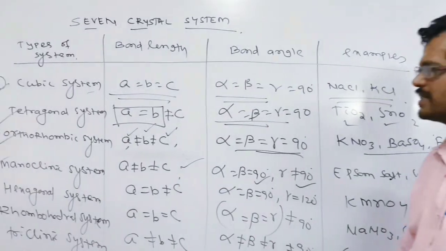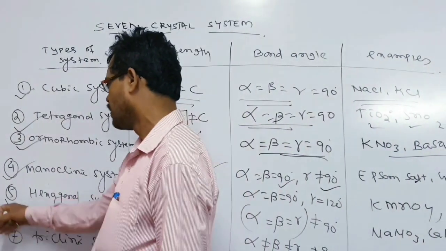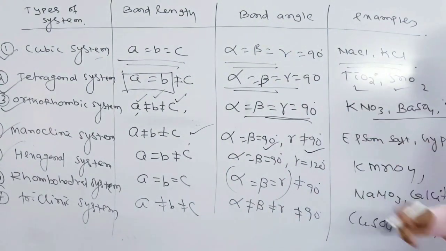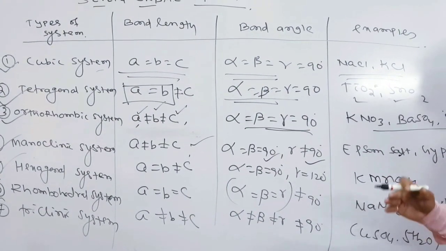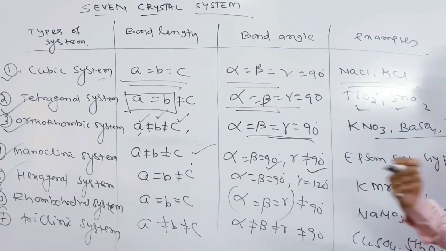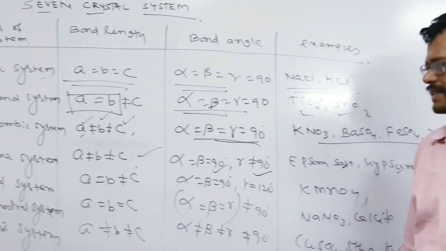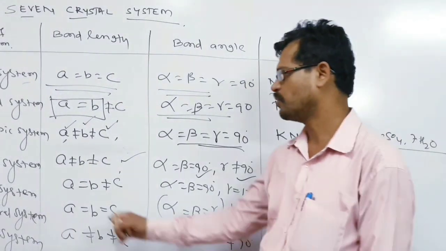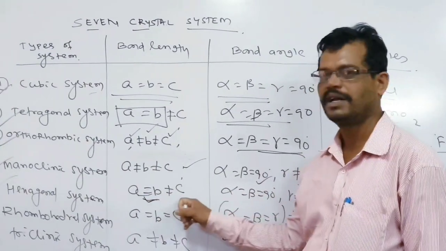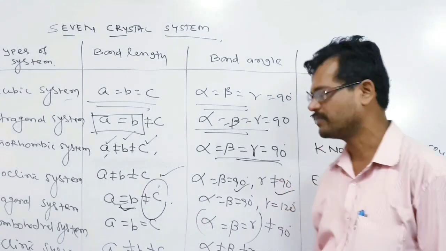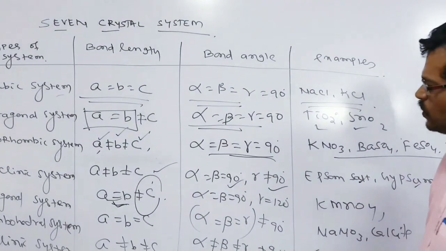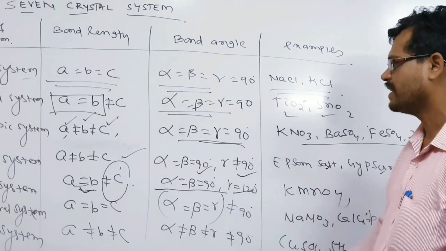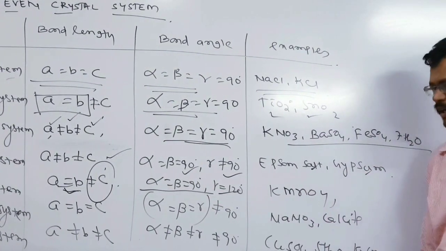Now let us move to the next category, the hexagonal system. The hexagonal system is something different from the earlier systems, because here the unit cell looks like a hexagon if you look from the outside. In this system, the lengths a and b are equal, but not equal to c. Similarly, two angles are 90 degrees, but one angle, gamma, is 120 degrees.